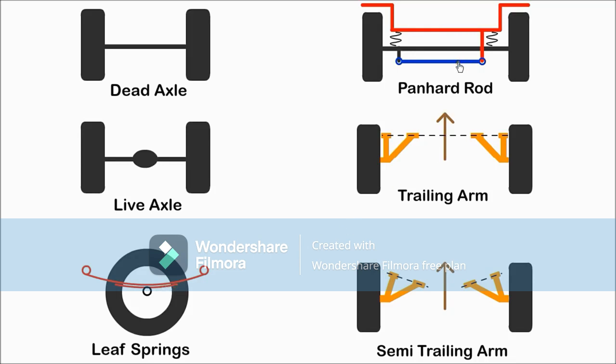A panhard rod is allowed to pivot at both ends. One end is attached to the car structure and the other to the axle. As the axle moves up and down, the panhard rod prevents lateral movement. They are common on trucks.